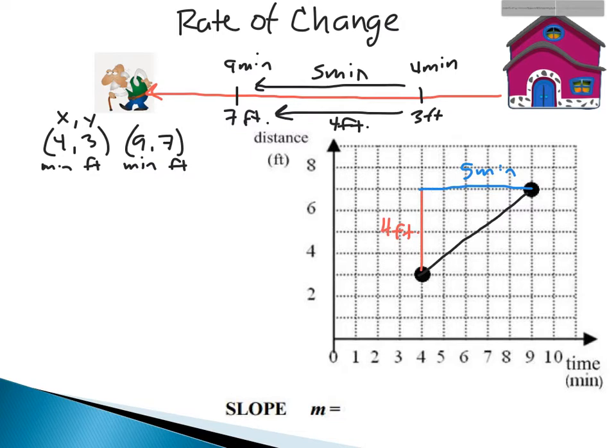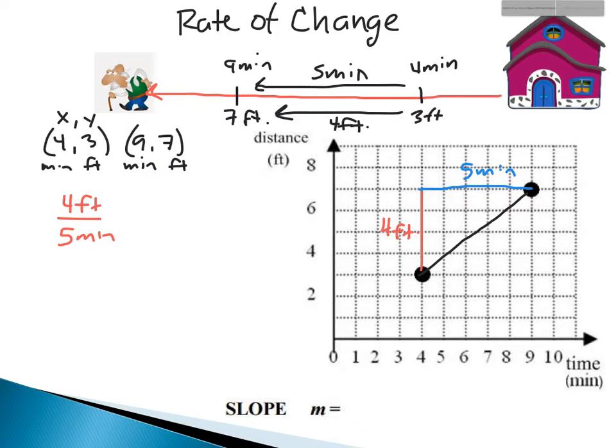What we know, if you look at what's shown here, is that Grandpa George went 4 feet in 5 minutes. 4 feet in 5 minutes. And that right there represents the rate of change. We know that he went 4 feet in a total of 5 minutes. Now, how did I get that? How did I get 4 feet in 5 minutes?